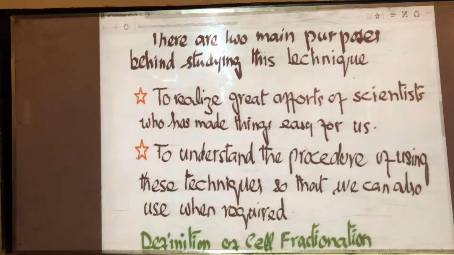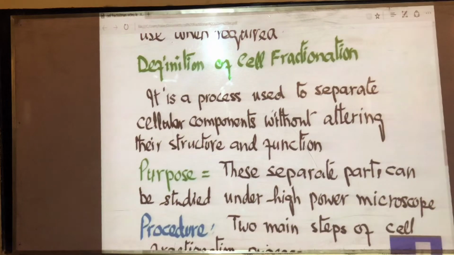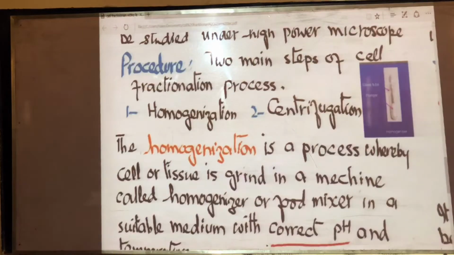Now, what is the definition of cell fractionation technique? It is a process used to separate several components without altering their structure and function. Now, this is important, that the process is used to separate several components without altering their structures and functions. Now, how is it possible? Procedure of cell fractionation technique.